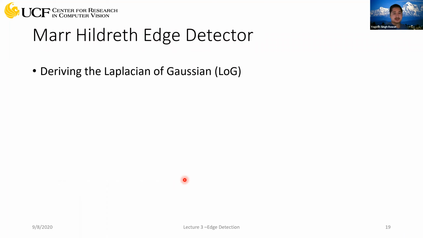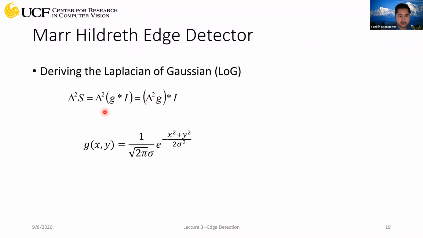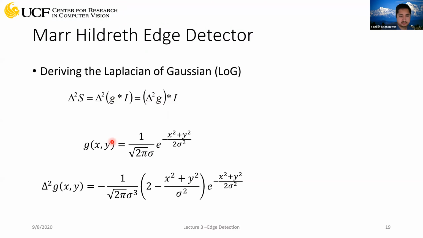Okay, so let's look at how you can compute this second order derivative. This is your image, this is your Gaussian filter. So you compute the Laplacian of this Gaussian, then convolve with image. Now, this is a normal Gaussian equation. If you find the partial derivative of this Gaussian in both x and y direction, and you add those, you will get this equation. We are not going to prove this in the class.